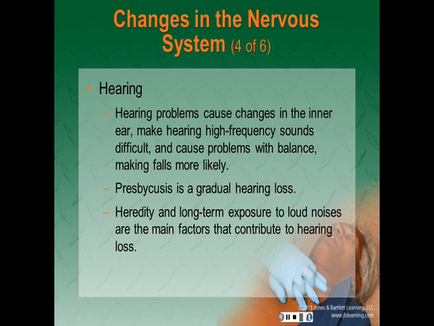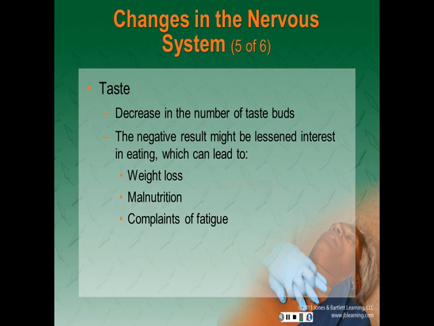Typical hearing problems cause changes in the inner ear and make hearing high-frequency sounds difficult. Changes in the ear can also cause problems with balance and make falls more likely. Presbycusis is a gradual hearing loss that occurs as we age. Heredity and long-term exposure to loud noises are the main factors that contribute to hearing loss. When assessing your patient, you should check for the use of hearing aids.